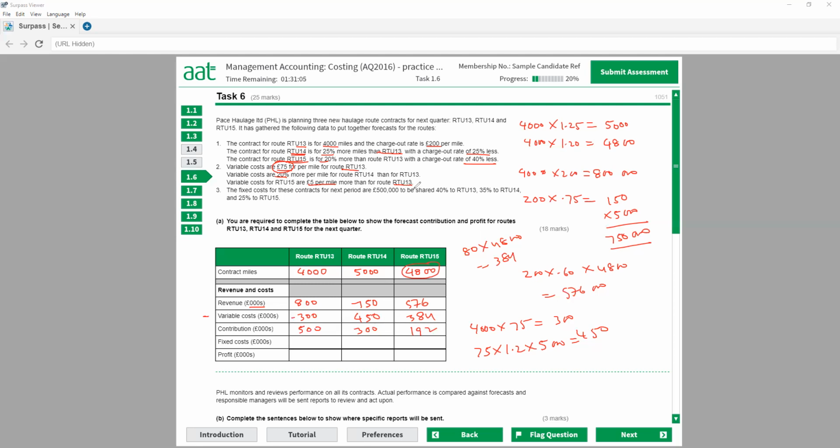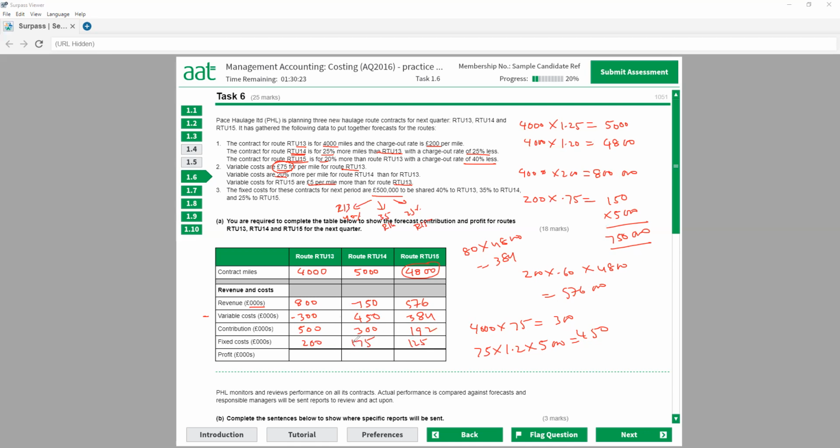Then finally we have the fixed overhead. They said fixed overhead total is 500, but 40% goes to R13, and then we have 35% for R14, and the remaining 25% for R15. So let's do that. 40% of 500, so 500 times 40%: 200 is for R13, 175 for R14, 125 for R15.